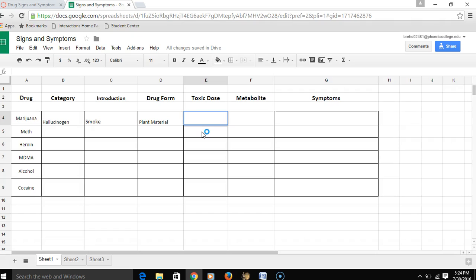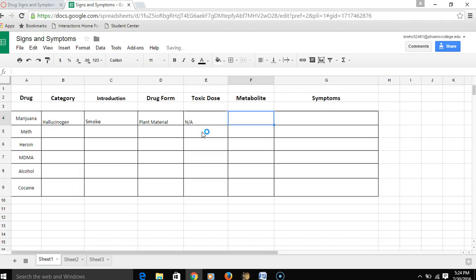For example, you may be surprised to find out that there is no such thing as a toxic dose of marijuana. So if you were to smoke 10 marijuana cigarettes, for example, 10 joints, that's not going to be toxic. So in the case of a drug not having a toxic dose, you just put not applicable. If we found out that the toxic dose of the drug was, let's say, 10 milligrams, then of course we would just type in 10 milligrams in that column.